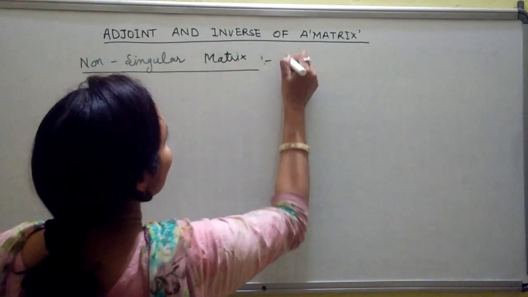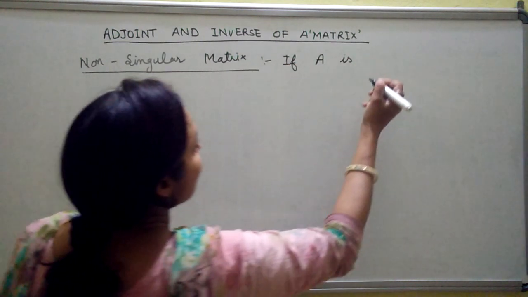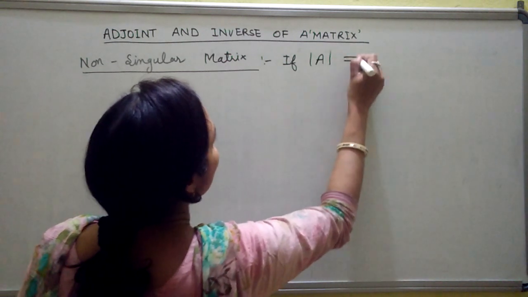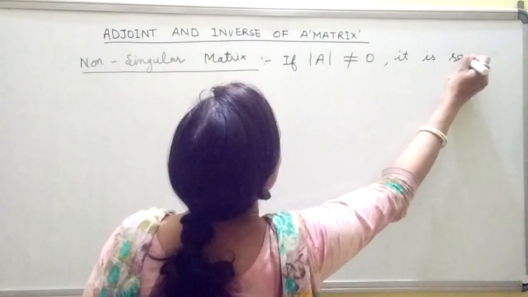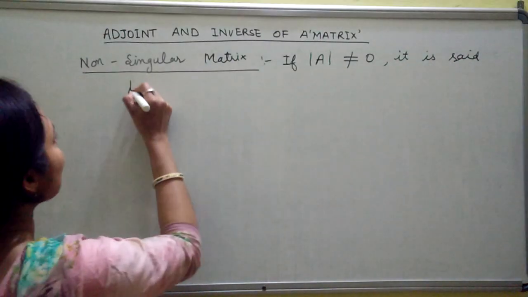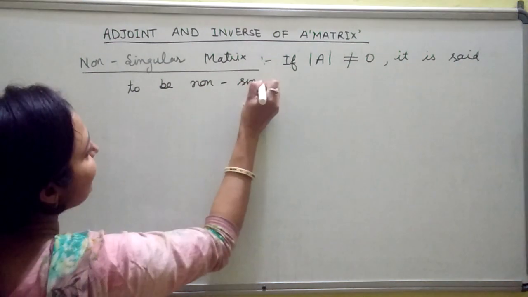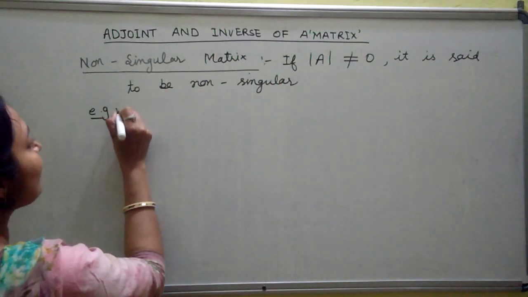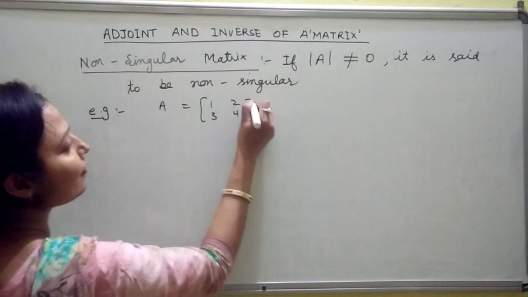A matrix is non-singular if A determinant is not equal to 0. For example, A is equal to [1, 2; 3, 4]. It is given to you.